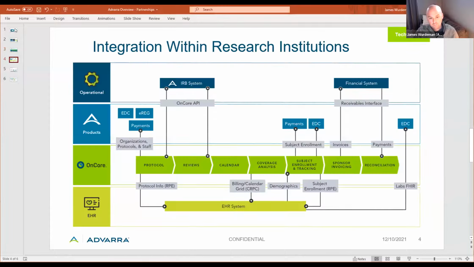And just as a picture of some of those common ones, even as Les was describing, the calendar integration with the CRPC interface with Epic and Cerner, the RPE messages for protocol information and subject information. These were and are a great start and continue to be evolved, and we're always looking to add more. And Epic's been a fantastic partner in that space, and that's actually one example I'll talk about third, one of the more recent interfaces that we're adding that isn't on this list.